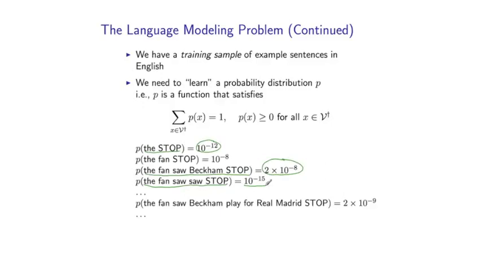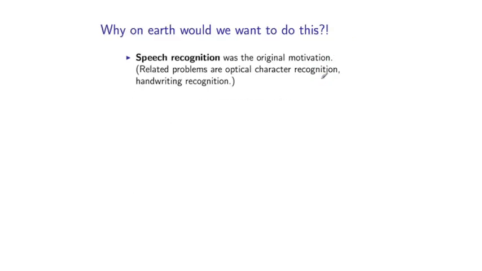So very soon we will start to talk about techniques that solve precisely this problem of taking a training sample as input and returning a function p as its output. But the first question to ask really is, why on earth would we want to do this? At first sight, this seems like a rather strange problem to be considering. But actually there's very strong motivation for considering it.